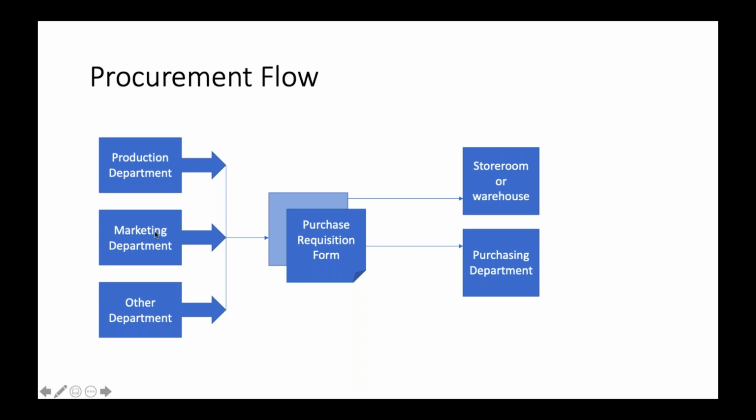So each department, hindi dalawa silang tatlo, kundi each department will prepare a duplicate purchase requisition form. The original will be forwarded to the purchasing department, and the duplicate copy will be forwarded to the storeroom or warehouse. This is to inform the purchasing department that they have a need of a material or any inventories.